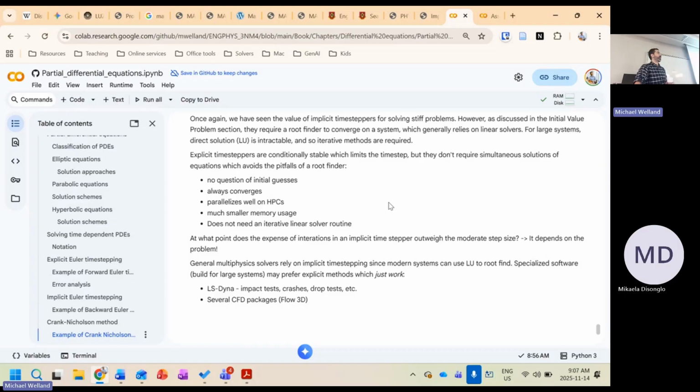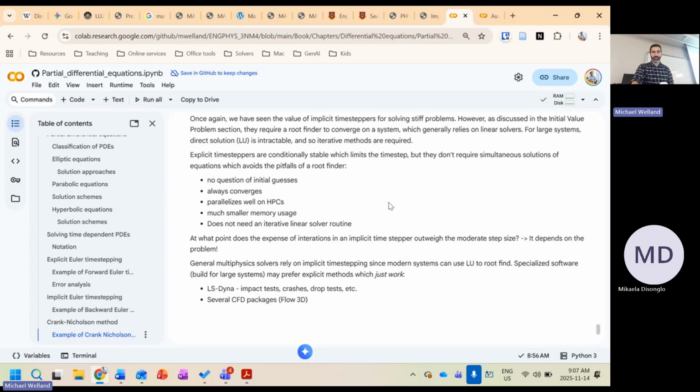If your time step is small enough, it always converges, which is nice. When you're doing a nonlinear implicit solve, hopefully you'll converge, right? Maybe you're going to get into other problems. Maybe your initial guess is not good enough and your root finder will never converge, which is a problem. Typically has smaller memory use because you're not storing and building and manipulating matrices.